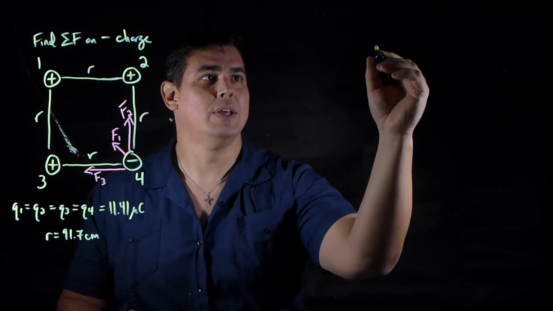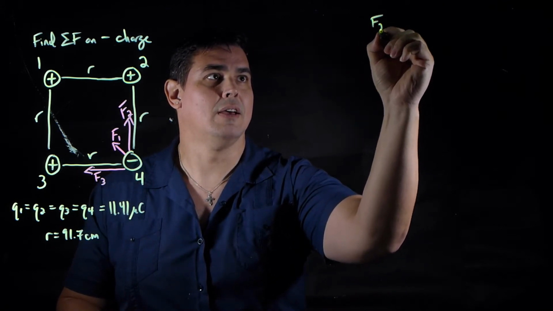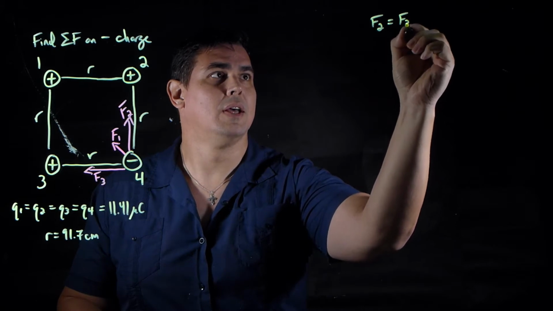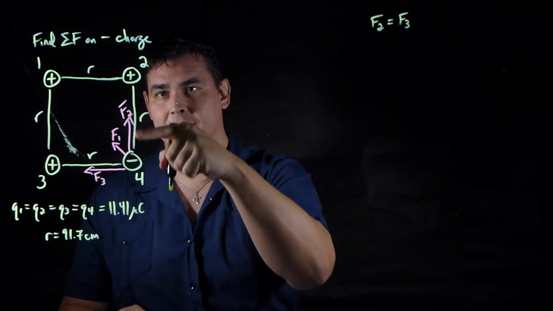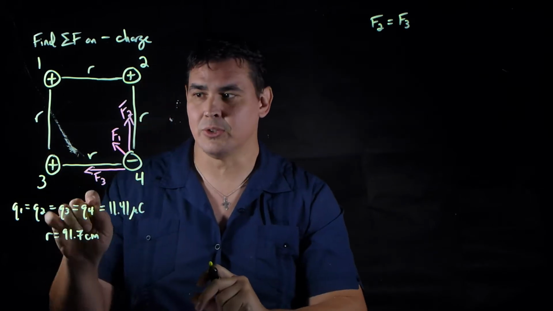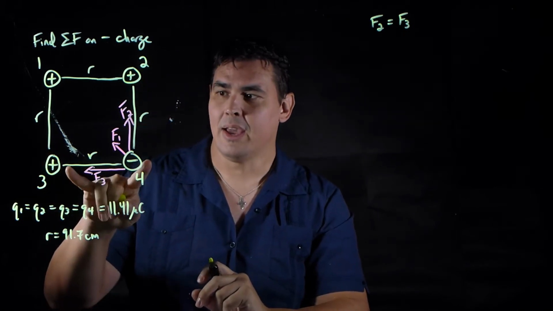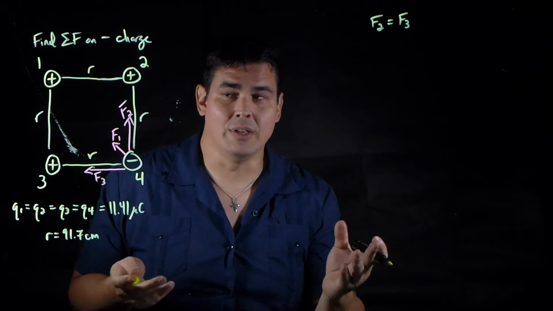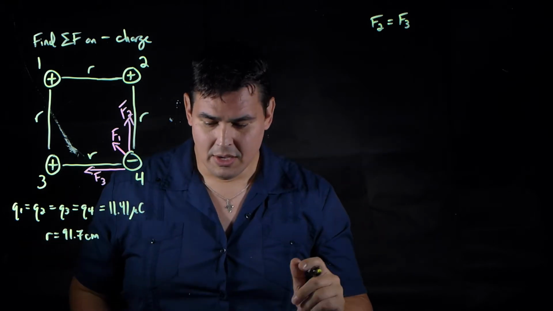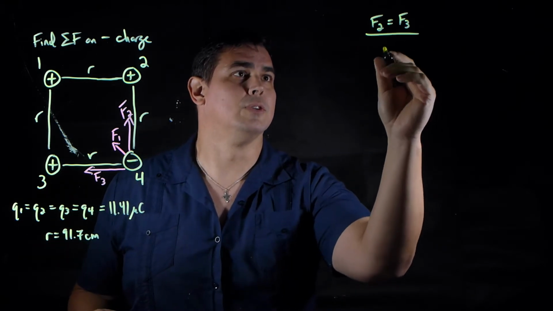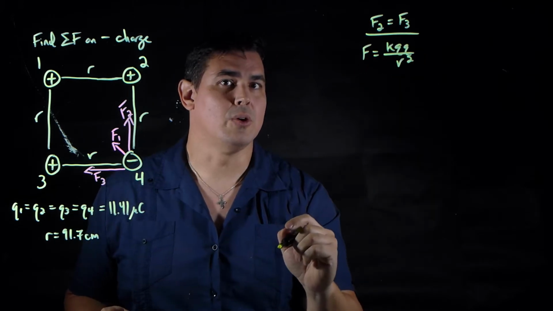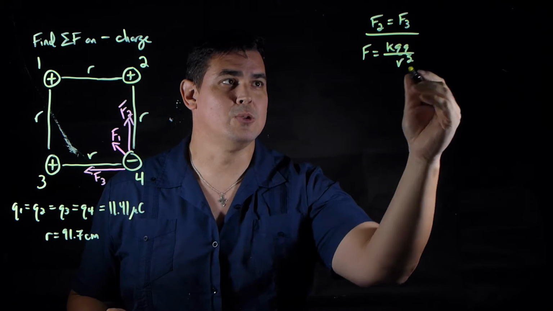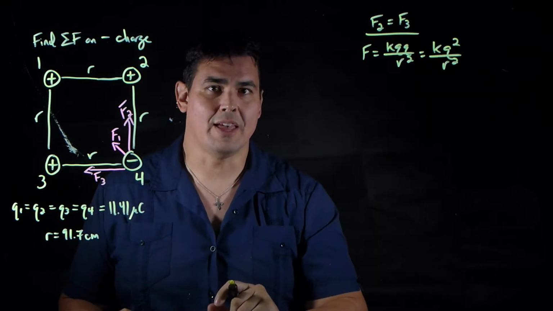I know that F2 and F3 are equal to each other because they're both the same distance. All those charges have the same magnitude, so these two Q's are both the same, and the R's are both the same. So I'll just solve once and then be able to plug it in twice. For those two, the force is k Q Q over R squared, and because both those Q's are the same, I'm going to call it that.